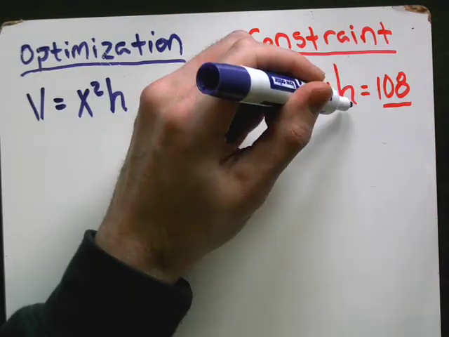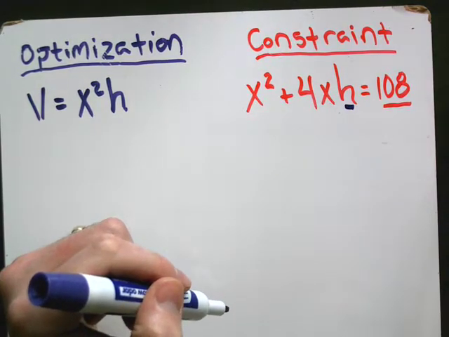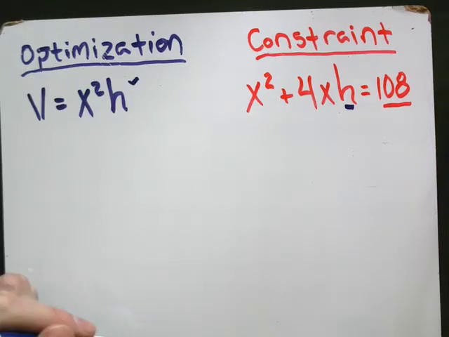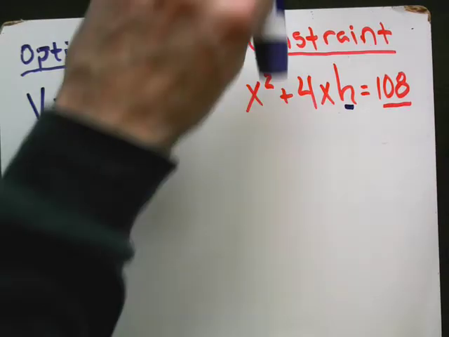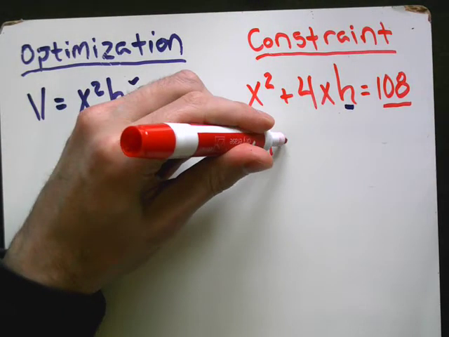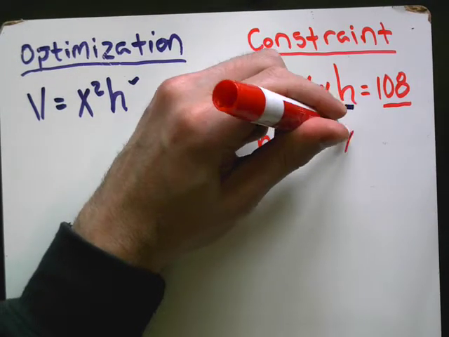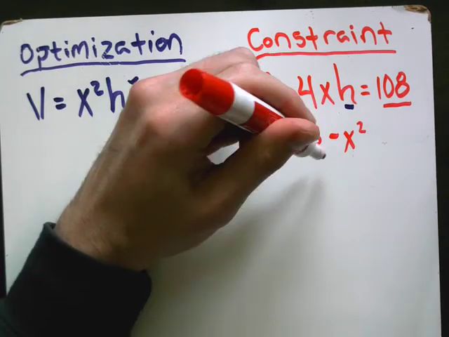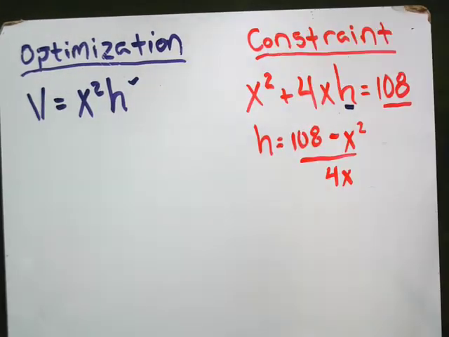So if you look over here, we have an h, obviously. We can write that in terms of x, so that way I can plug it back into this equation. Okay, so if I do that, I get h is equal to 108 minus x squared over 4x. Okay, that's just solving for h.